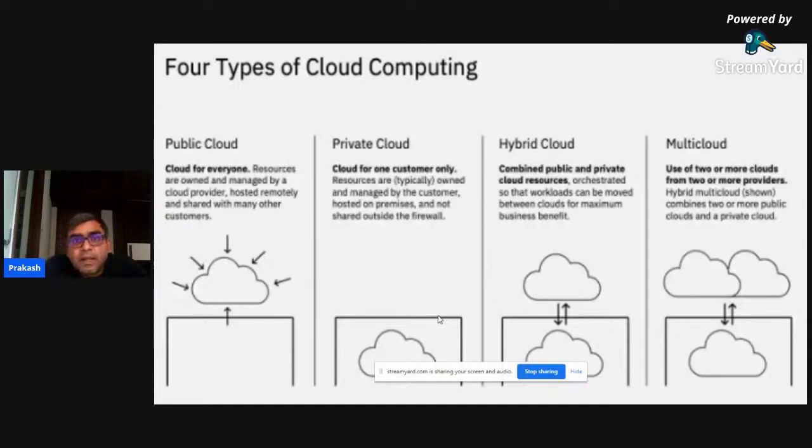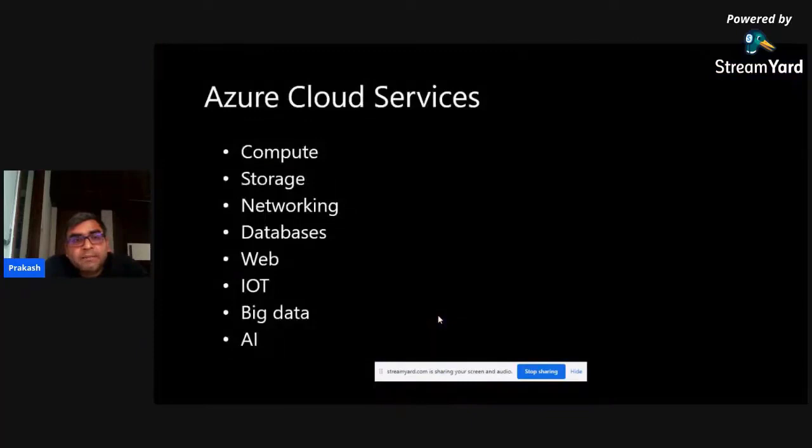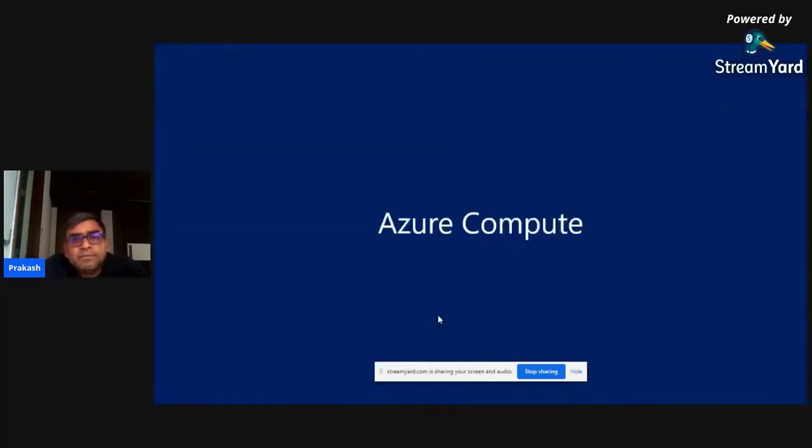So let's move on. I think Mohit has covered pretty much these services, so I'm not going to go into detail. Just a high level that these are some of the common services. They are not the only ones. There are a bunch of other services that Azure has. These are some of the most commonly used services. We'll talk more about compute now.